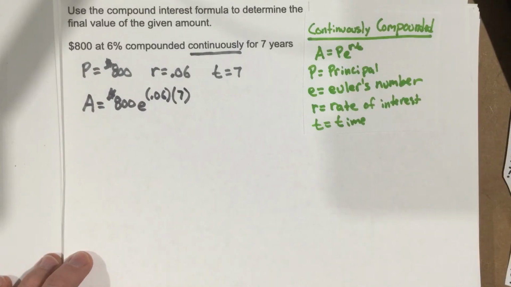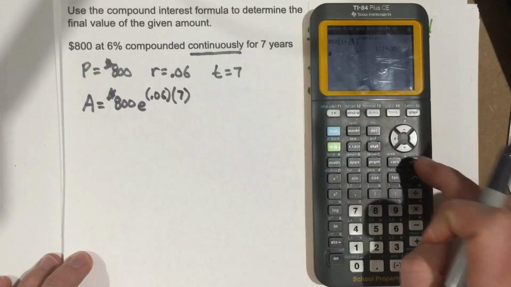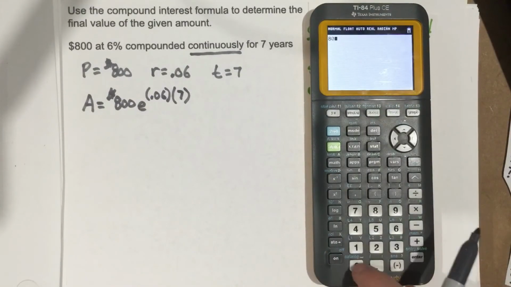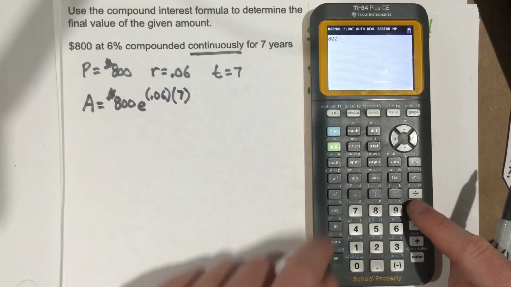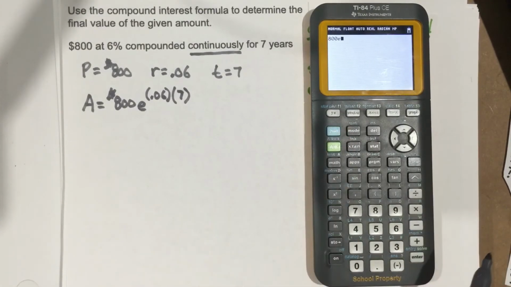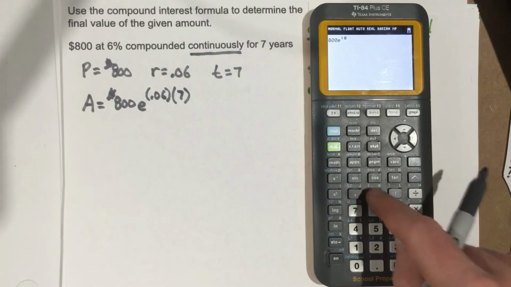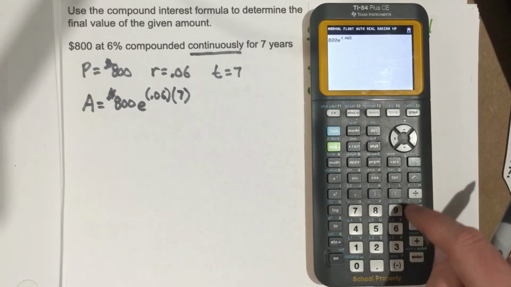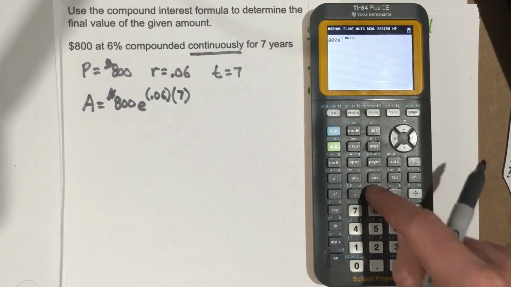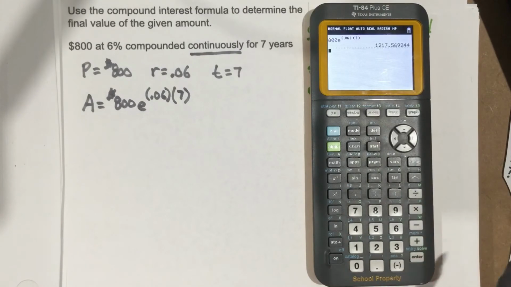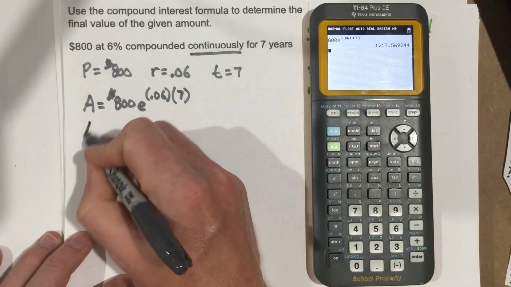And we can plug that straight in our calculator. So we're going to say 800, E is over here by the division sign, E to the, and we'll say 0.06 and 7. And that's $1,217.57.